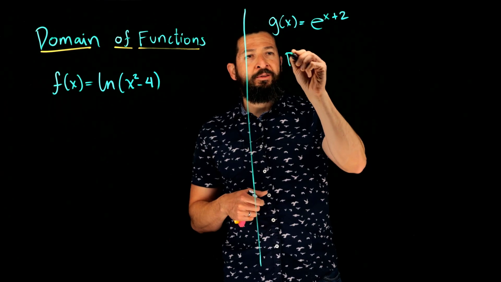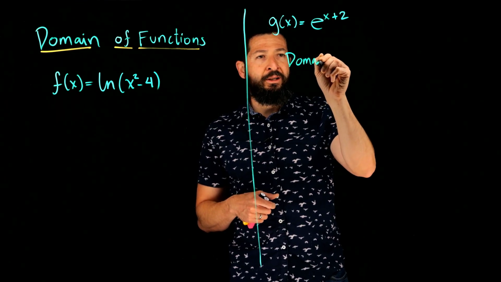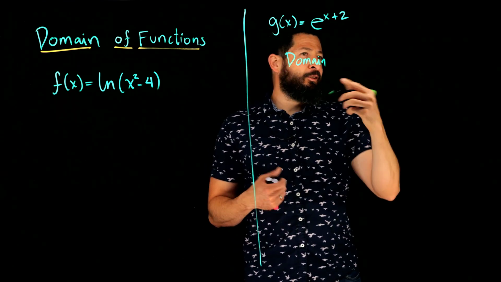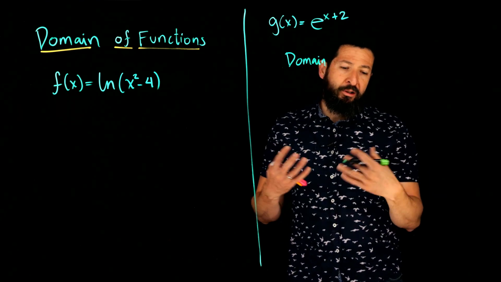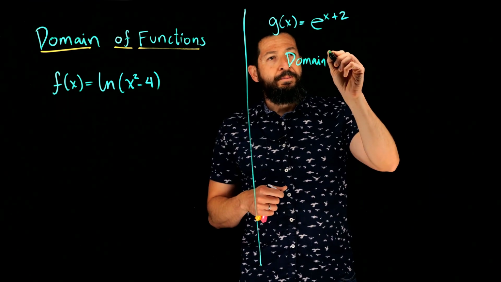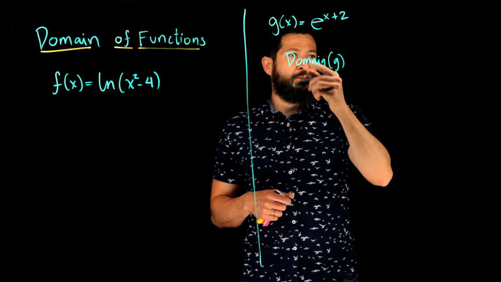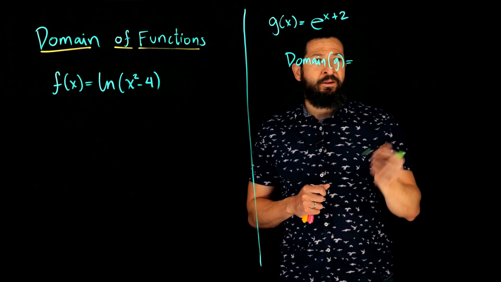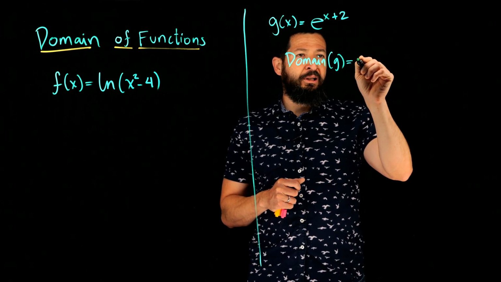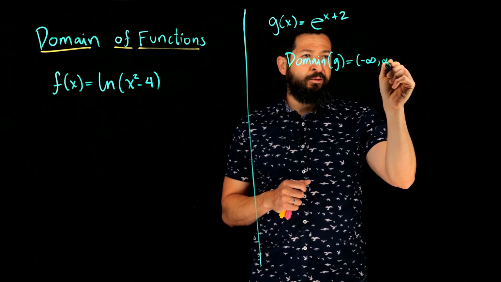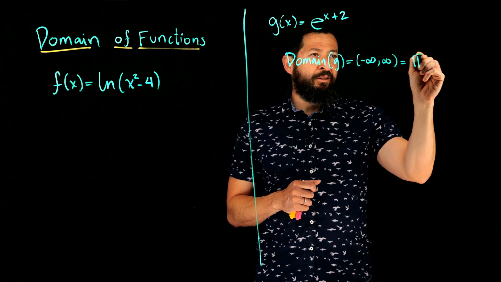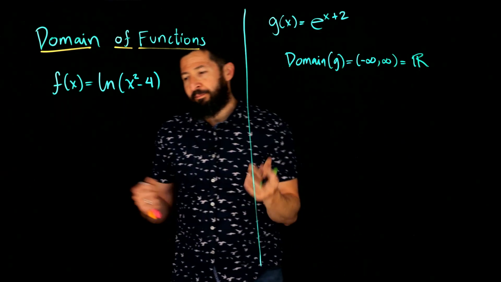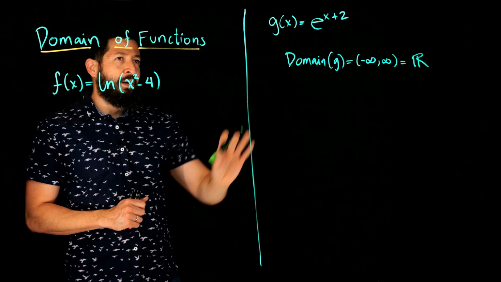So the domain of this function, when you have exponentials, you don't have to be too careful. Unless the exponent is something that has a radical or a rational function, then sure. But in this case, there's nothing, it's just a linear function in the exponent. So the domain of g is the entire real line that you can write from negative infinity to infinity, or you can just write it with this blackboard bold R. Done. All right, that was easy.